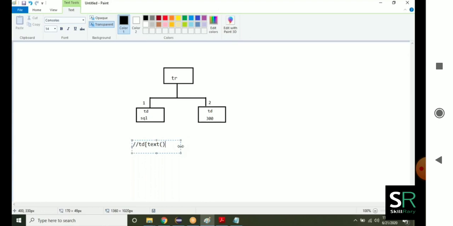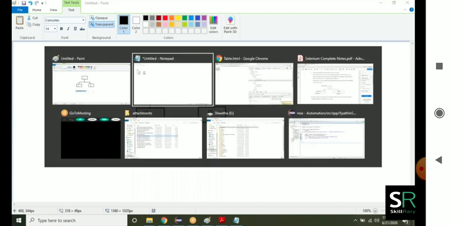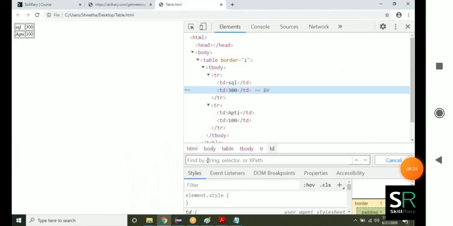Text function equals SQL. See, if I write like this, let me copy and check it out. Is it working? Yes. But our intention is not SQL. I want the price of SQL. That 300 is what we need.